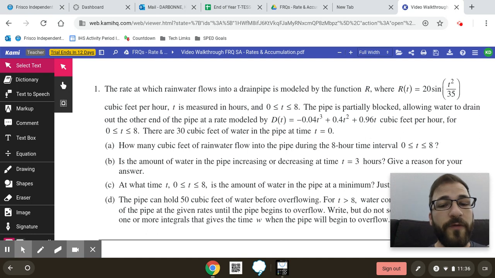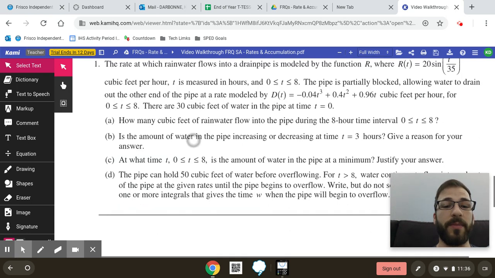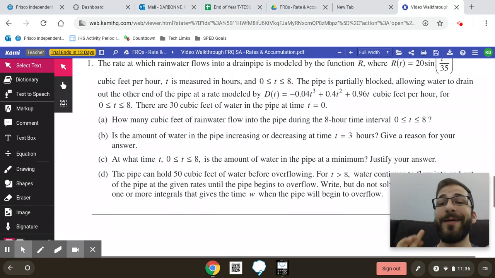All right, so for part A, how many cubic feet of rainwater? I feel like that should be how much. But anyways, how many cubic feet of rainwater flow into the pipe during the 8-hour time interval 0 is less than or equal to t is less than or equal to 8? So we just want to know how much rainwater goes into the pipe. I'm not concerned about water draining out. I'm not concerned about the amount of water that is there to begin with. I just want to know how much water goes in.